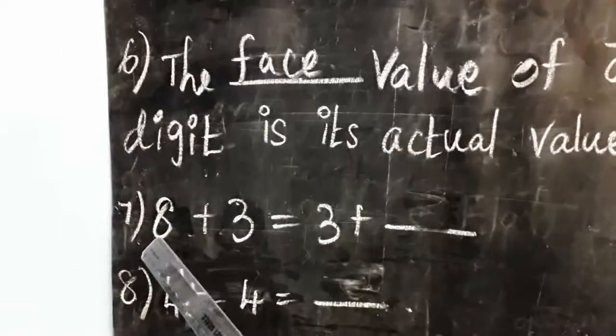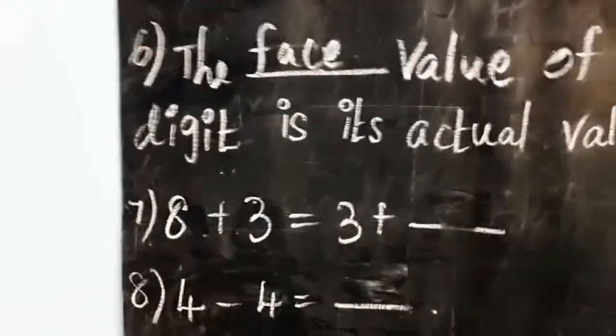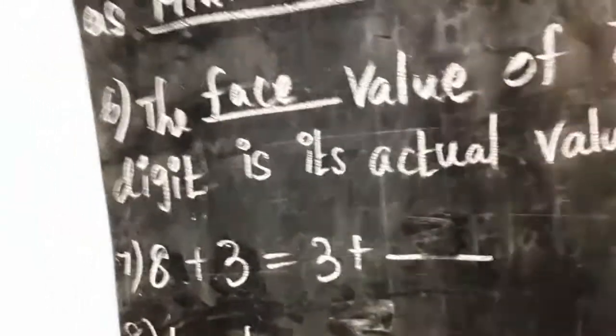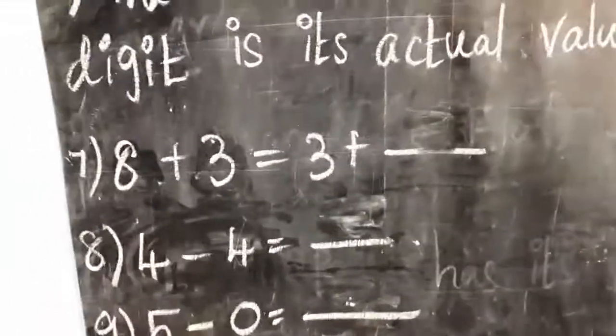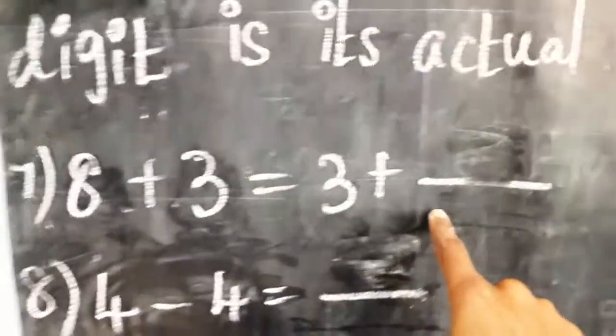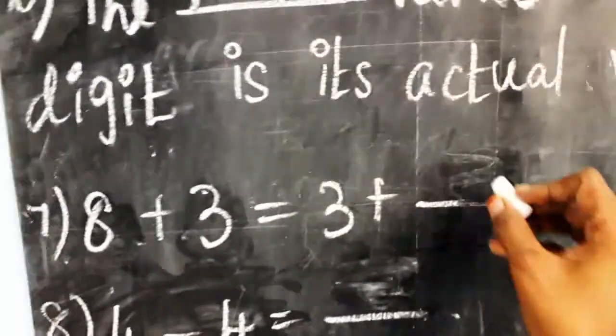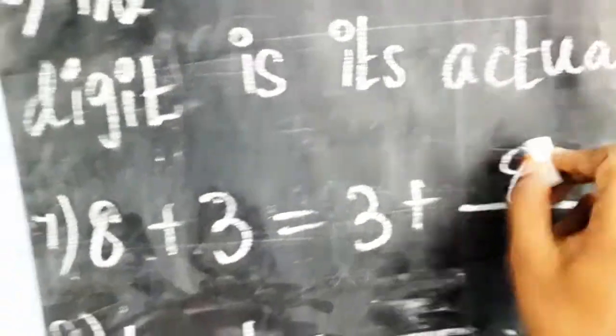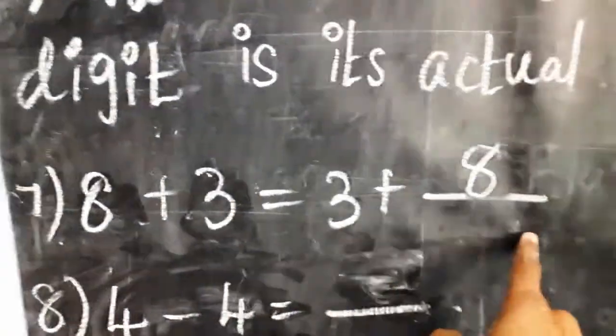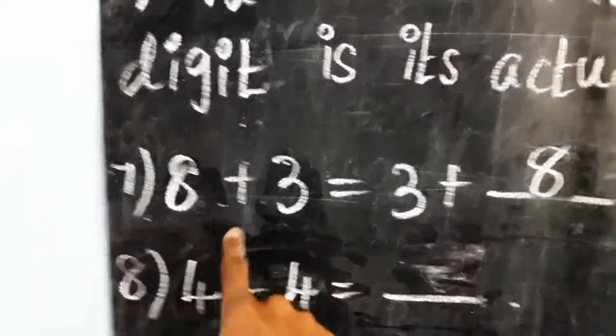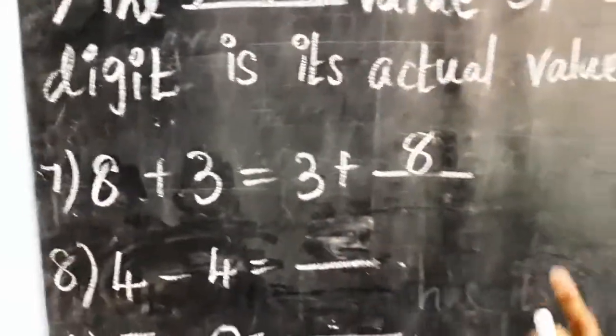Look at the seventh one. 8 plus 3 is equal to 3 plus dash. It is the order property of addition. Here 3 will be there, so here comes 8 only. 3 plus 8 is equal to 8 plus 3, or 3 plus 8, the answer comes the same.